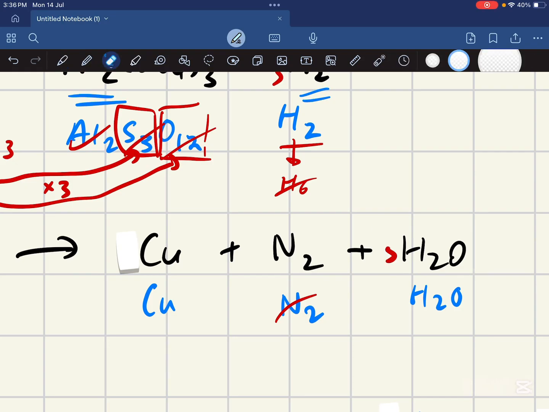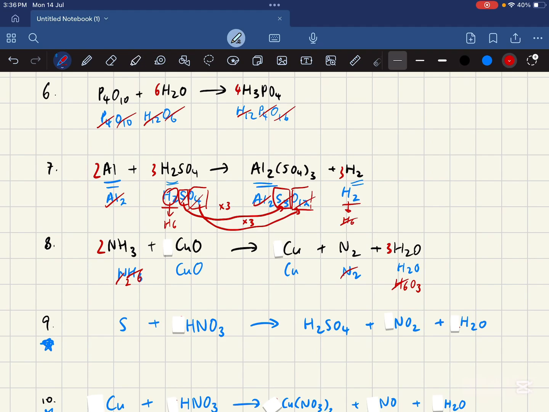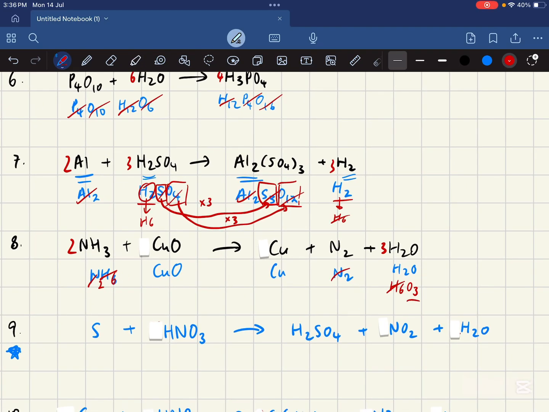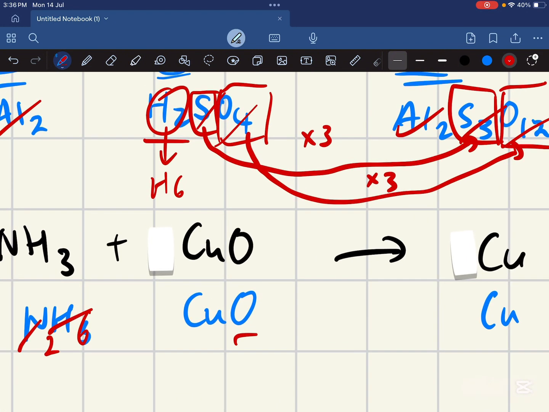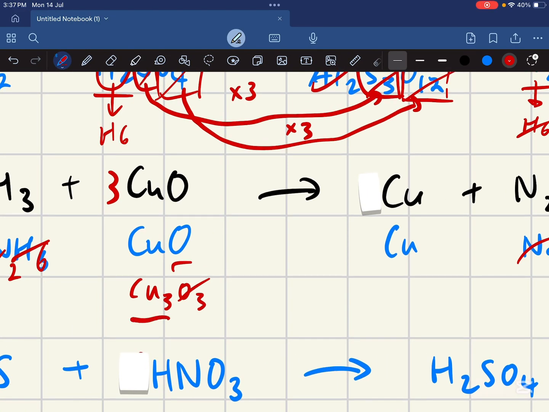So getting rid of this, we have a H6 and now O3. So our H6 is done. So now we have an O3, and here we have an O. Using the same trick, LCM is 3. We add a 3. So this will be Cu3 and O3. And now the O3s are balanced. But the Cus are not balanced. You have a Cu3 and a normal Cu. So, very simply, we add a 3 as the coefficient of Cu.